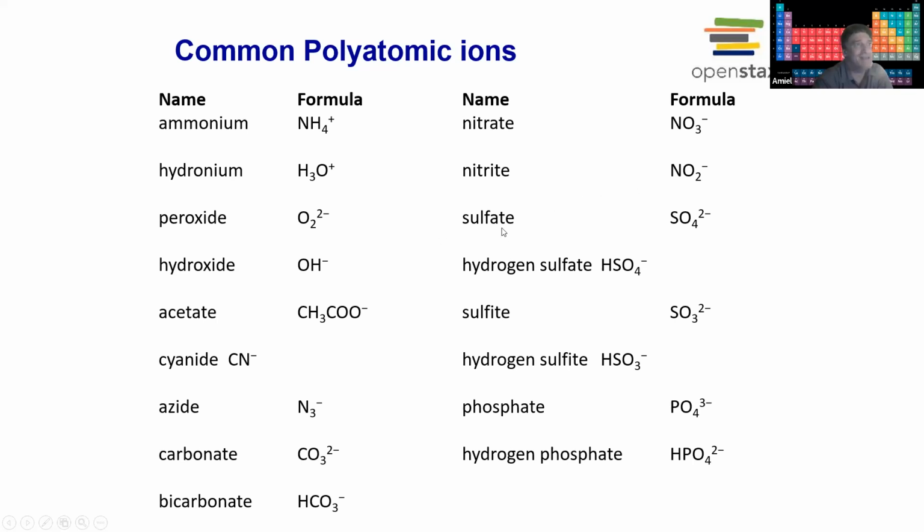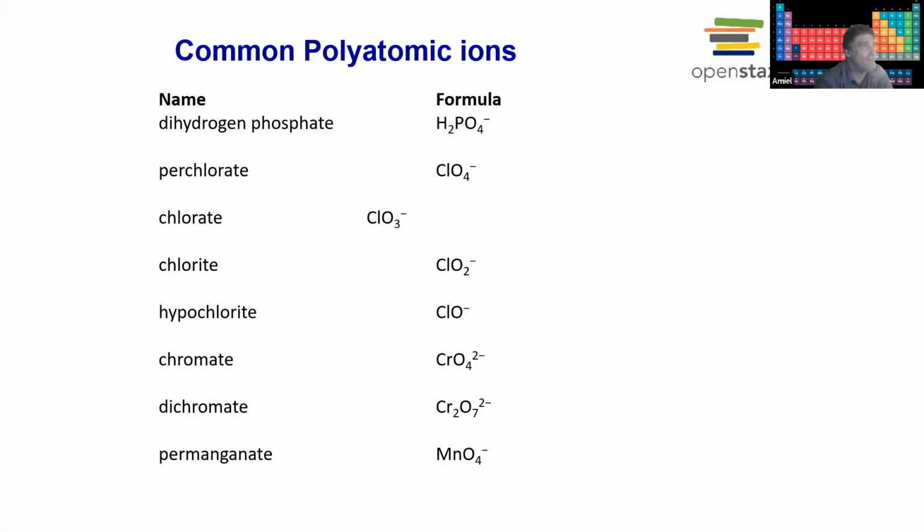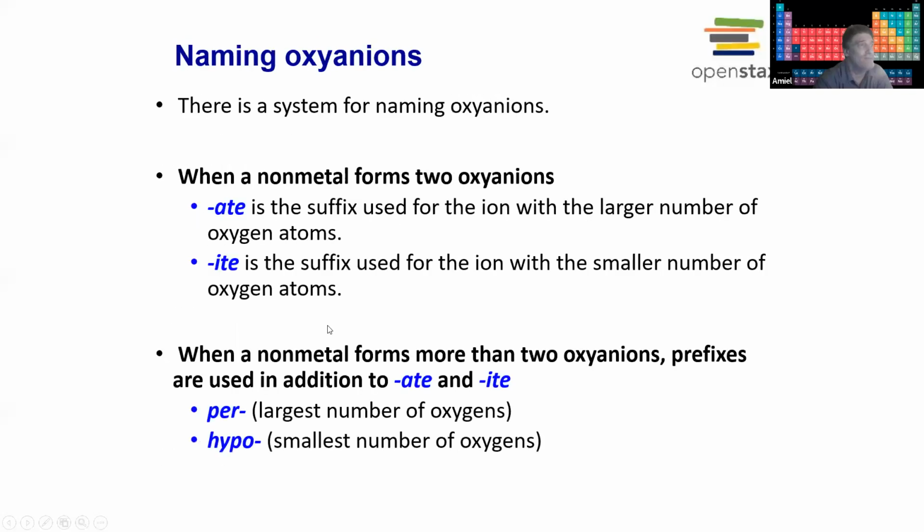Look at sulfate and sulfite. Sulfate, SO4-, compared to sulfite, SO3-, and you're seeing, again, the ite ending tells us that it has 1 less oxygen than the ate. So you could do the same thing with phosphate and phosphite, not listed on here. And so I think you understand the pattern. Here is chlorite versus chlorate, another example. Okay, so that's ate versus ite.